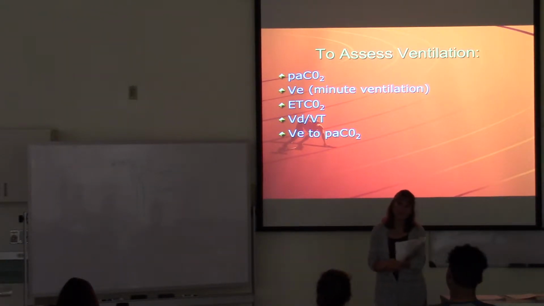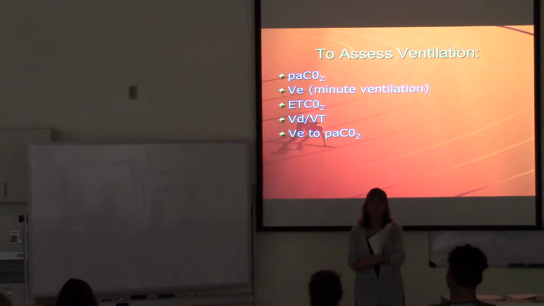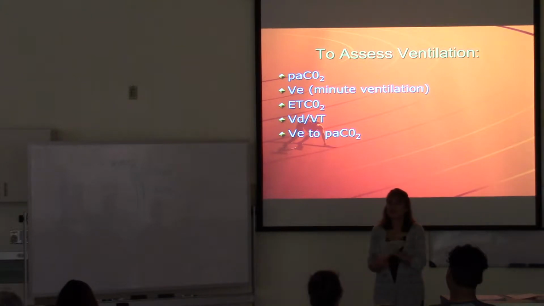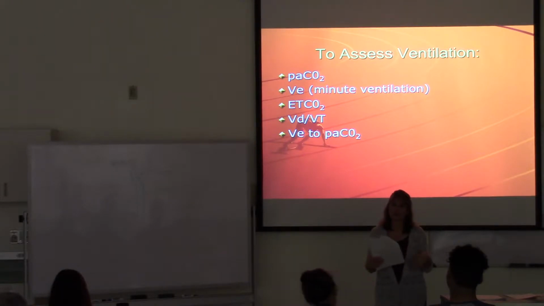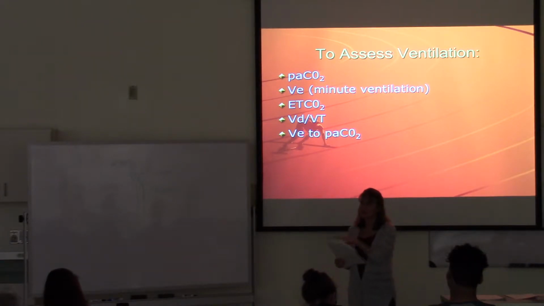So, if you draw blood gas and the PaCO2 is 40 millimeters of mercury, what would be a normal exhaled CO2 for that person? 35? 35. 5 millimeters of mercury lower. So, PaCO2 40, EtCO2 35.